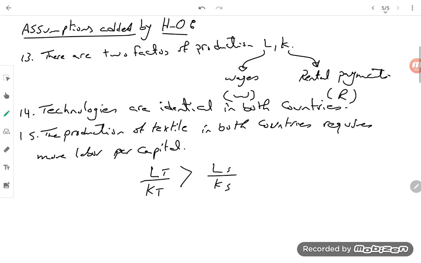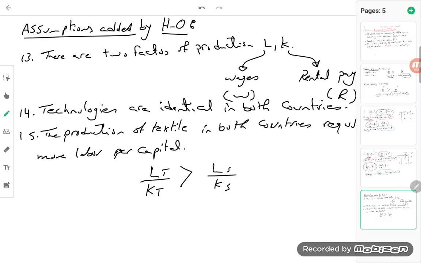Number 16. Countries differ in their endowments of factors of production, which means that one of them has more labor and the other one has more capital, in order to have an advantage and make an exchange of goods and services.